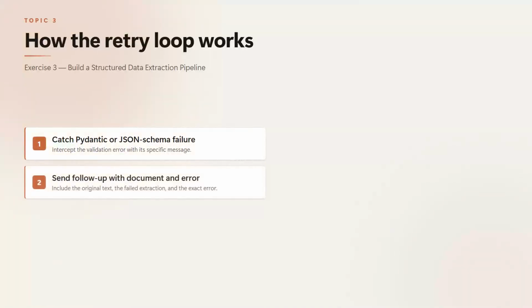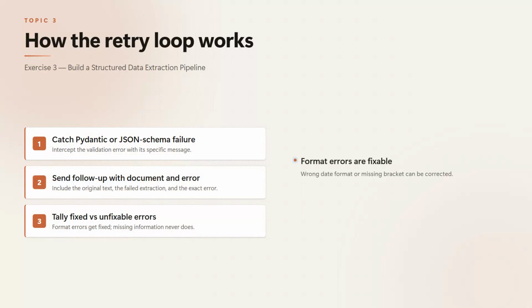Take a document missing a required date. The extraction returns a JSON object without that field. Your Pydantic model raises a validation error. You send a follow-up message containing the original document, the failed extraction, and the specific error: field required. The model might still fail because the date is not in the document. You record that in the unfixable column. If the error was a malformed date string, the retry would fix it.